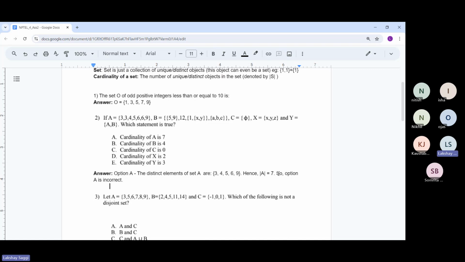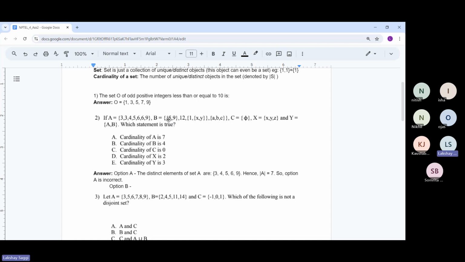Okay, now we come to option B. Option B says that the cardinality of the set B is 4. When coming to option B, note that this set {5, 9} is one element of the set B. So you don't count 5 as 1 and 9 as 2. Rather, they are together present as a set. The set is one of the objects present in the set B.